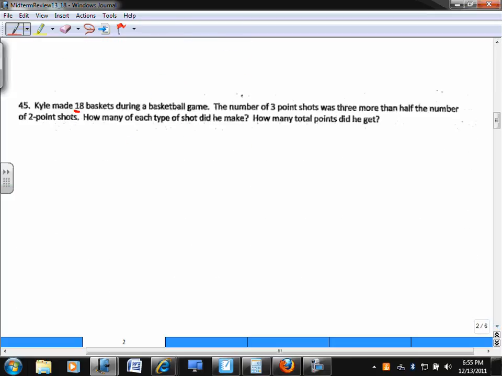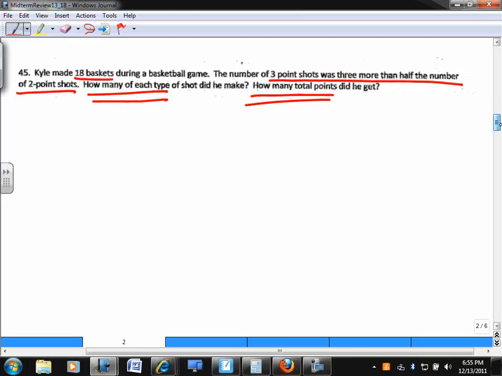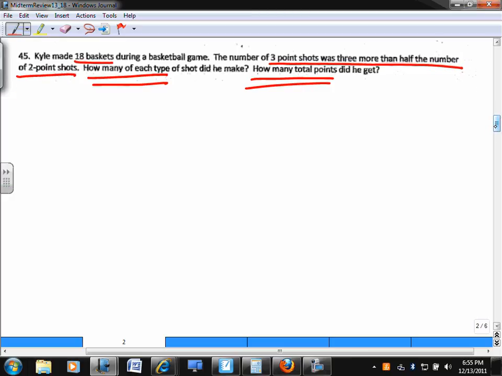Kyle made 18 baskets during a basketball game. The number of 3-point shots was 3 more than half the number of 2-point shots. How many of each type of shot did he make? Also, how many total points did he get? So we need to write either a system of equations or express this in a single variable to write one equation to solve for how many of each type of shot he made.